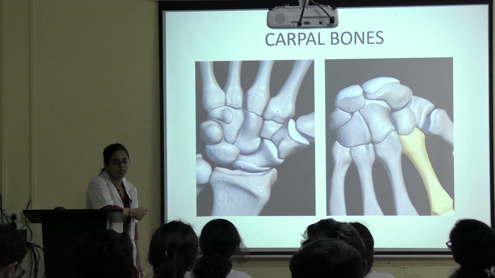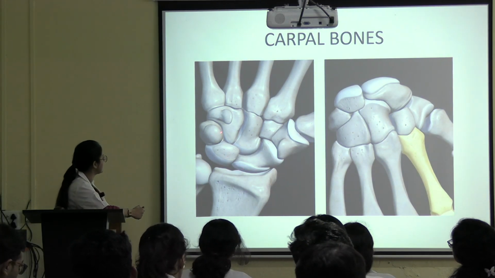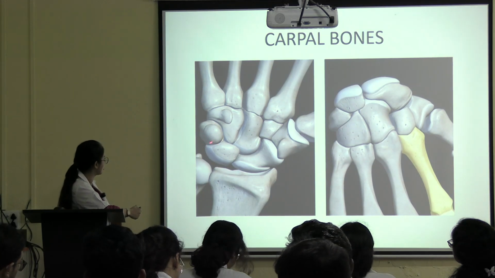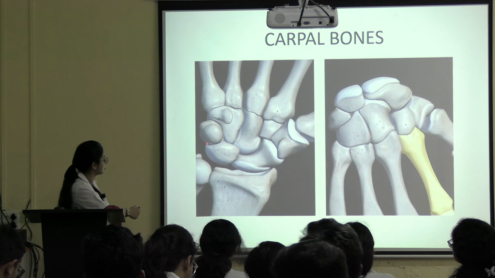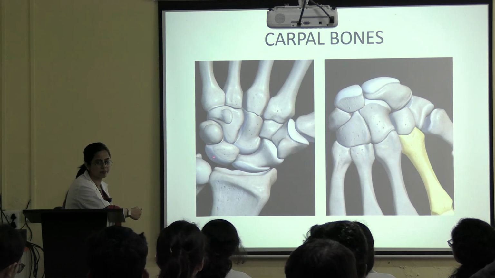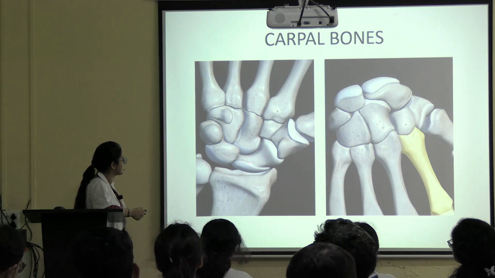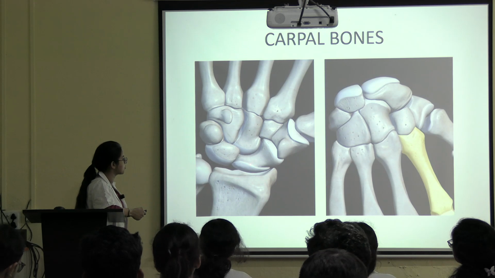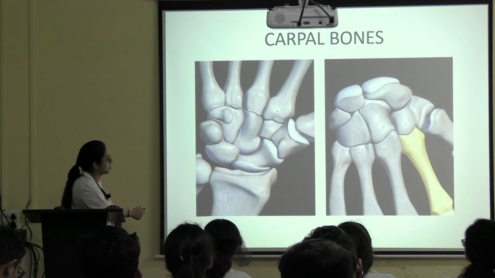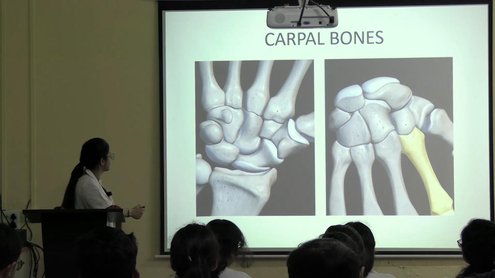The name lunar means crescent shape. Medially it is articulating with, what is this bone? Below the pisiform, this one, triquetrum. Laterally this bone is articulating with this bone. What is the name of this bone? Scaphoid. Distally it is articulating with this big bone, capitate.